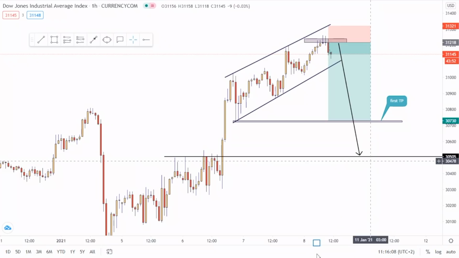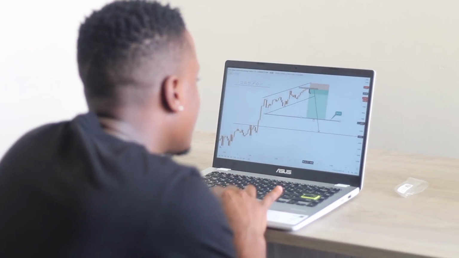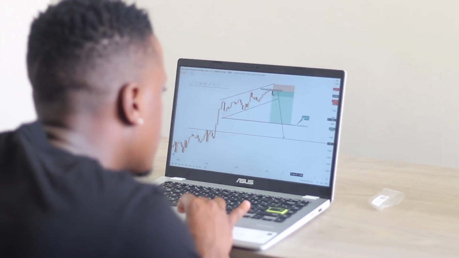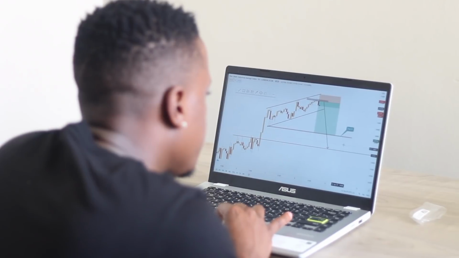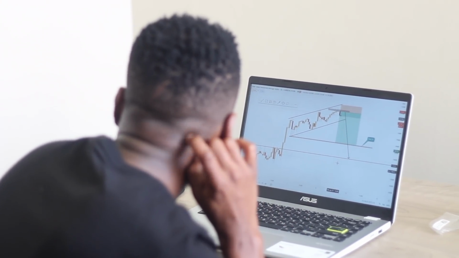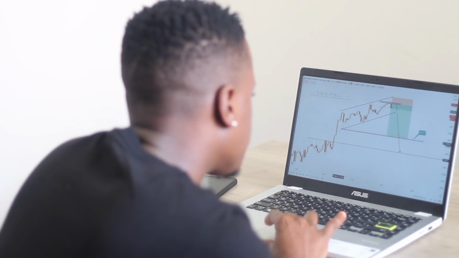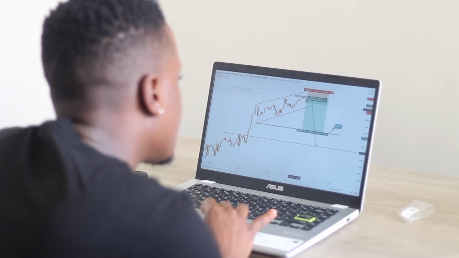But for now, our first take profit should be here, because this is actually the 90% rule. That's why I wrote it here. This is going to be our second take profit. I hope you guys are understanding exactly what I'm saying.